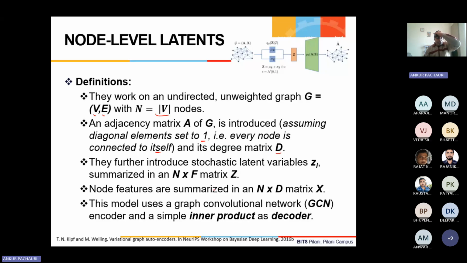So they further introduce the stochastic latent variable Zi, summarized in a matrix of order n cross f. Node features are summarized in the matrix X of the order n cross D. And this model uses the GCN, graph convolutional network, as the encoder and a simple inner product as the decoder.